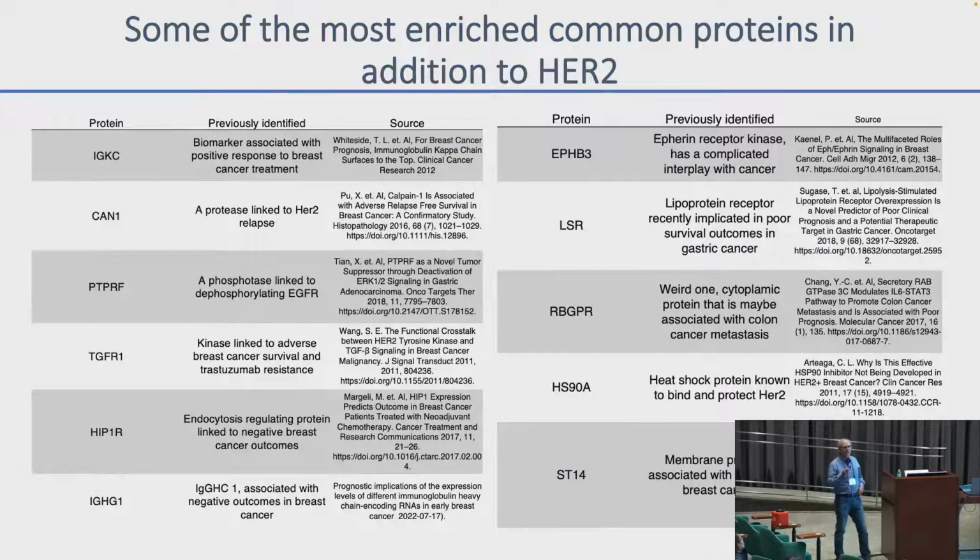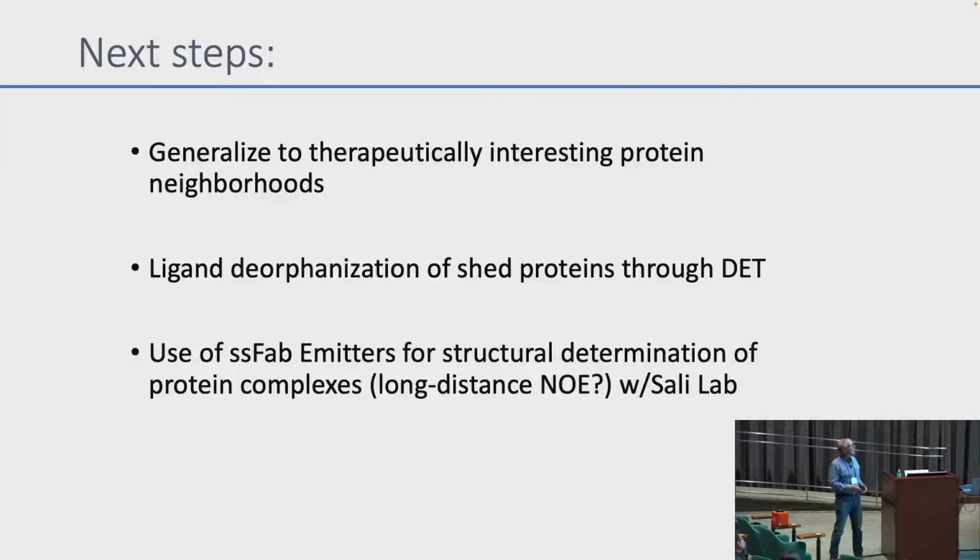Now, the HER2 interface is about as well known as Times Square, or thought to be. But in fact, there are a number of really highly significant hits that we find in this neighborhood, including a phosphatase that we believe is probably dephosphorylating the receptor once it's been activated, a protease that's known to be linked to HER2 relapse, TGFR1, which is really interesting, and a number of other things that are highly correlated with breast cancer, but never associated with HER2. So that was very interesting.